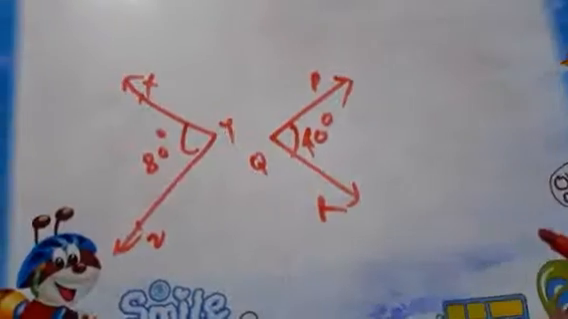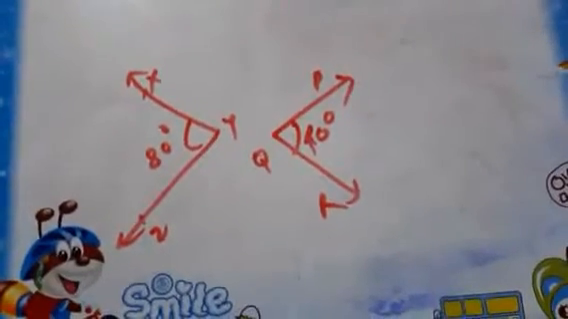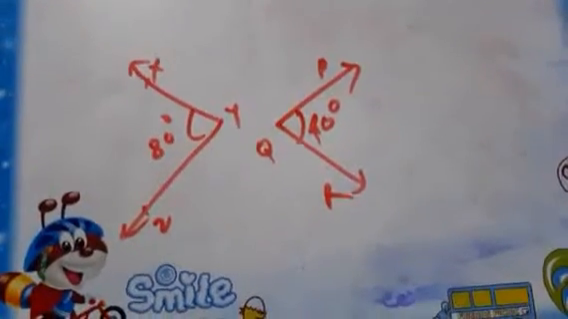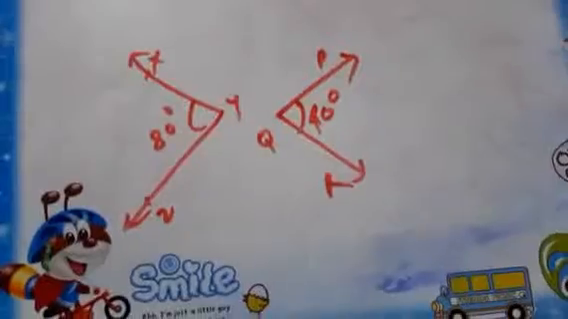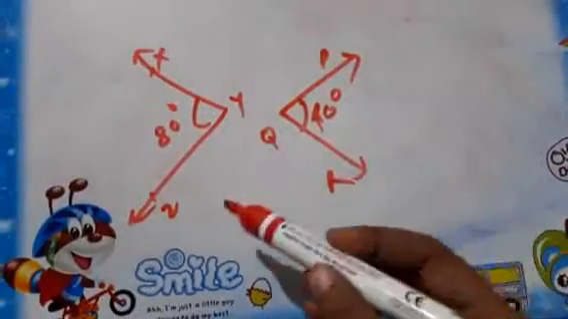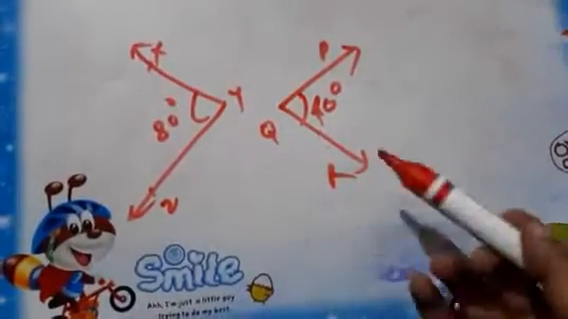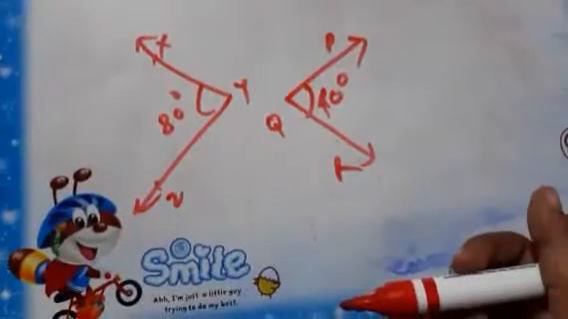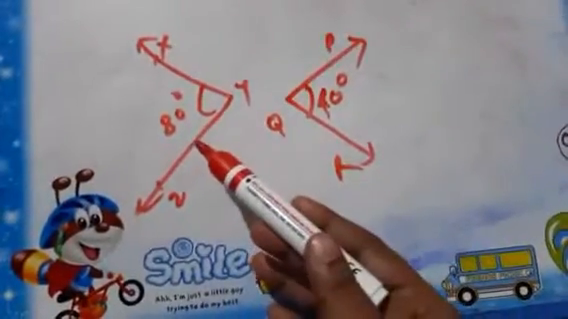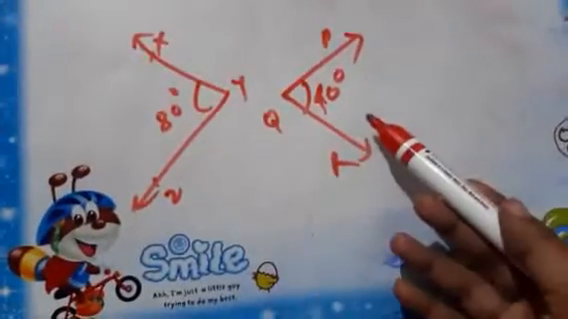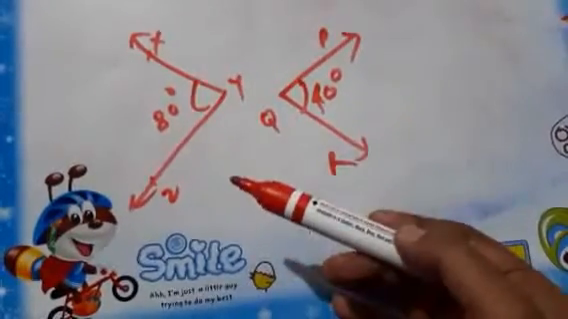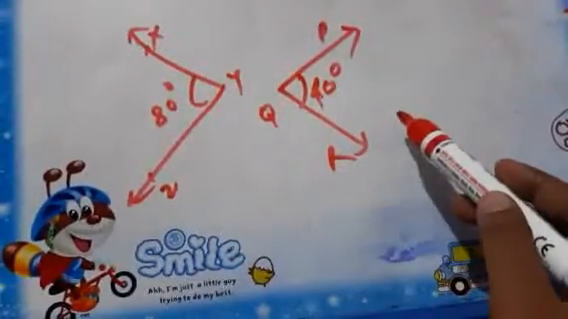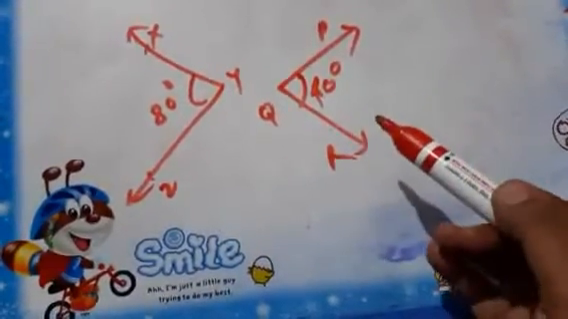Next question is angles which are neither complementary nor adjacent. This pair of angles should not be complementary nor adjacent, which means their addition should not be 90 and they should not have a common arm and a common interior. So first angle is 80 degrees, second is 40. Their addition is 120, which means they are neither complementary nor adjacent.